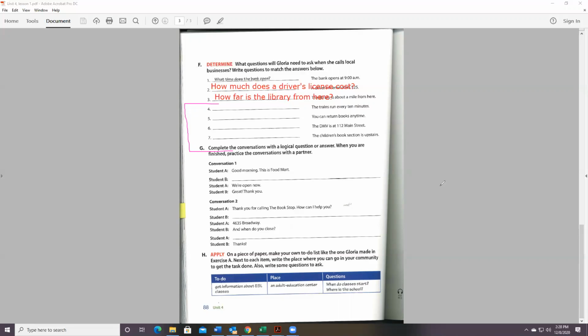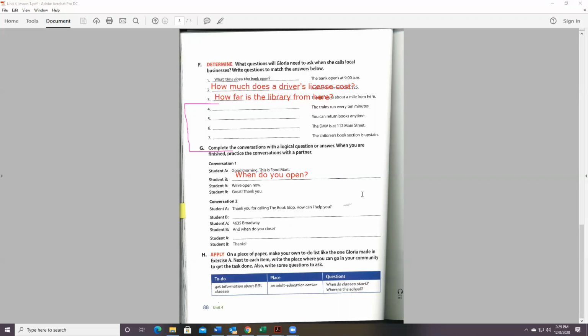It says, good morning. This is Fort Food Mart. Okay, now we don't know what the question is. And then it says, we are open now. What can be your question right there? Okay, you can have, when do you open? We are open now. Great, thank you.